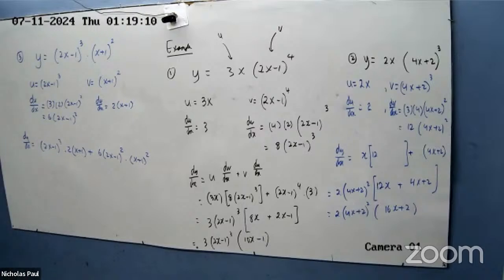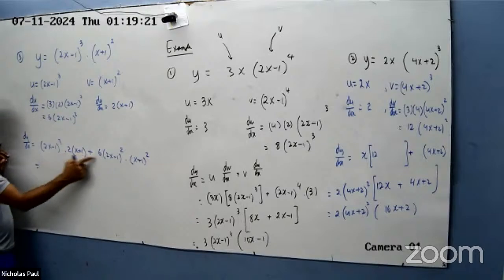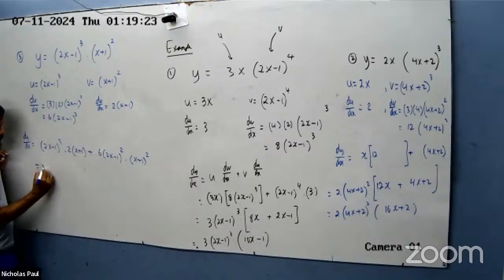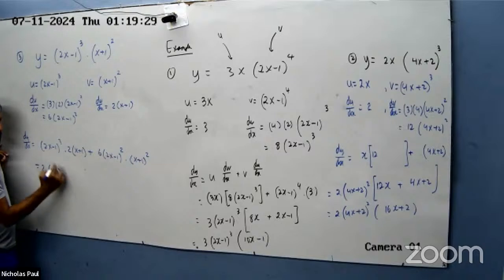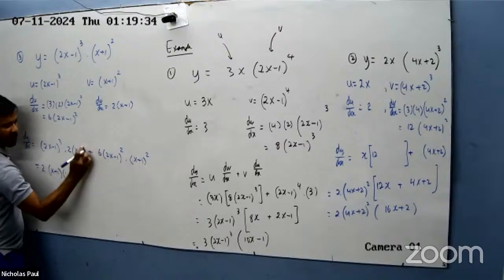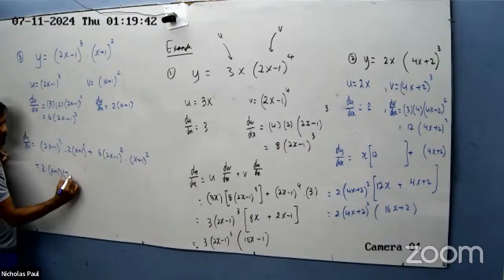That's okay? Now help me out here. What do they both have in common? Well, 2 first. They both have 2 in common. They both have x plus 1, to the power 1. And they also have 2x minus 1 to what power? Here is 2 and here is 3, so you go with the smaller number.